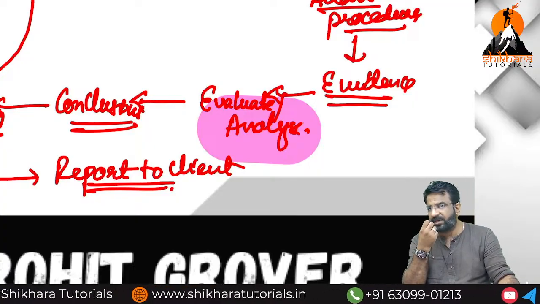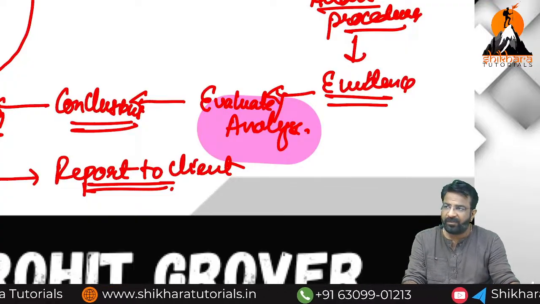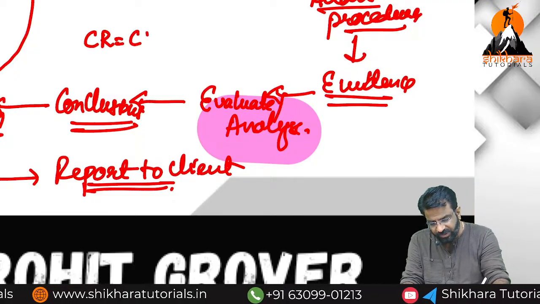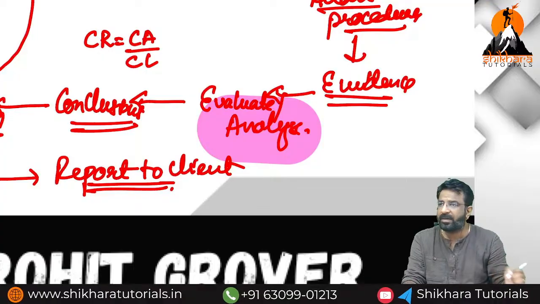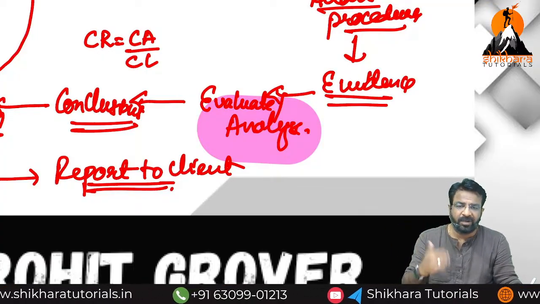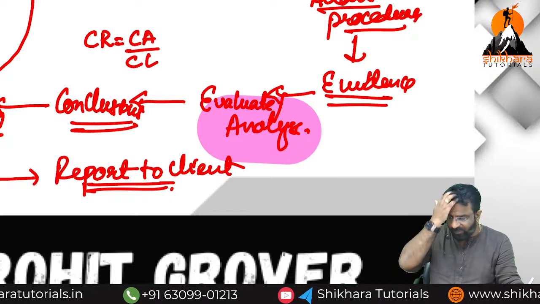Tell me, has your FM started? No, not yet started. Do you know what you mean by current ratio? Do you have an idea? No. So what do you mean by current ratio? Current ratio is equal to current assets divided by current liabilities. This is the formula of current ratio. You will understand that in FM when the ratio analysis chapter starts. So I told you the formula.